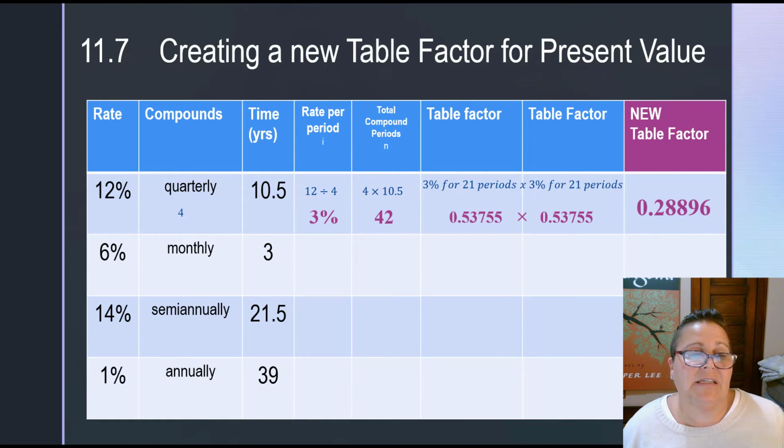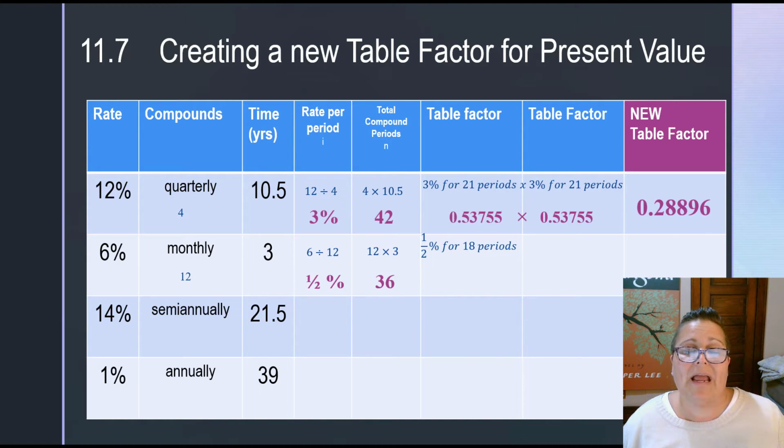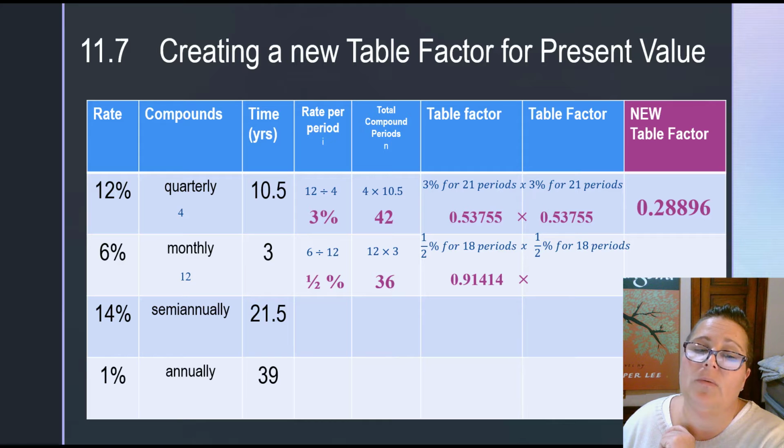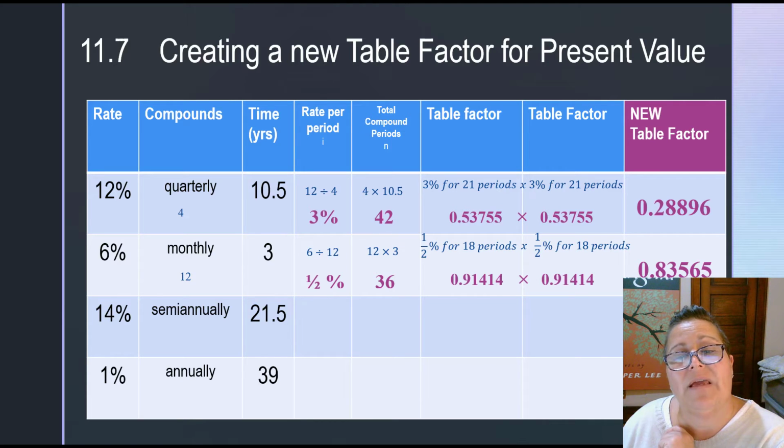0.28896. If I had 6% compounded monthly, monthly is 12 times a year. Rate per period would be 6 divided by 12, or 0.5%. Yes, 0.5% is on our table. 12 times 3 is 36 periods. So I'm going to be looking up 0.5% for 18 compounding periods, multiplied by 0.5% for 18 compounding periods, or 0.91414 times 0.91414, which is 0.83565. That's my brand new table factor.